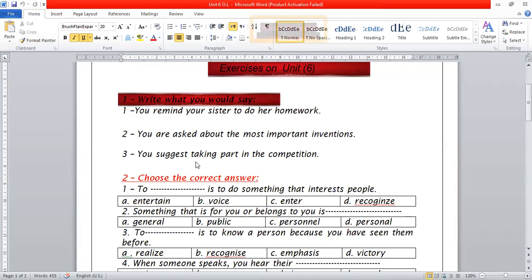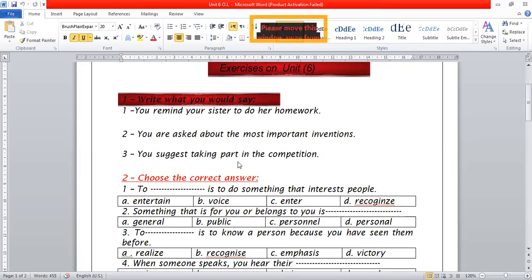Number 3, you suggest taking part in the competition. Yes, Zena. For making a suggestion, you can say... It's not in the booklet at all because we are in the O level now. It's another sheet, just an extra exercise.